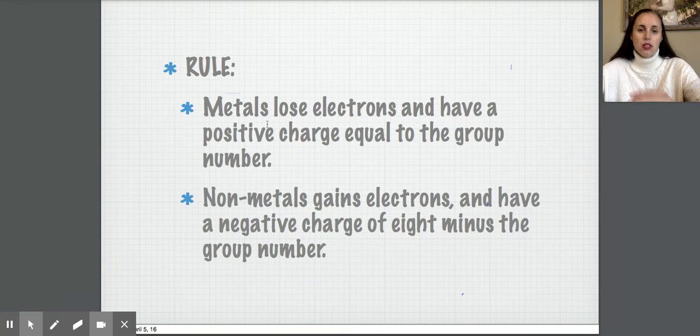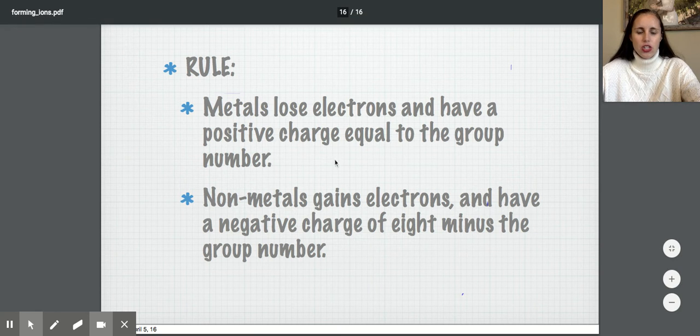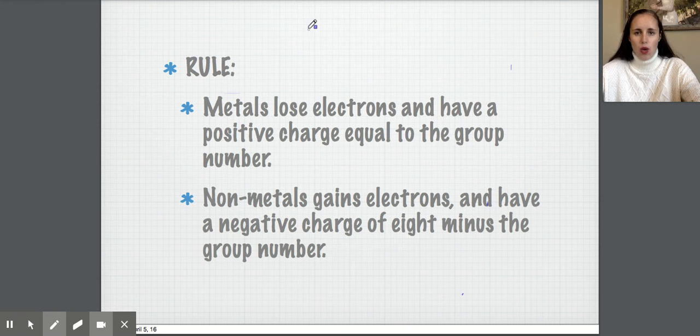Overall, metals lose electrons. So metals are always going to lose electrons, therefore they're going to have a positive charge. That positive charge is actually going to be equal to the group number. So what that means is anything in group 1 or column 1 is going to have a charge of +1. Anything in group 2 or column 2 is going to have a charge of +2. And anything in that group 13, because remember we're skipping that middle box for now, I'll get to the middle box in a couple lessons, is going to have a charge of +3.